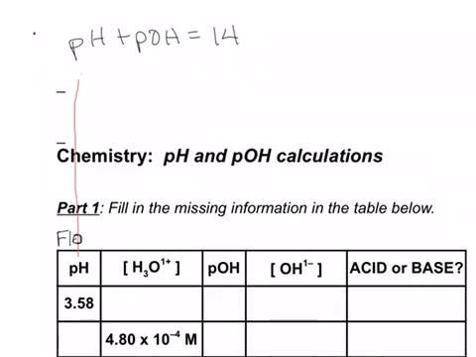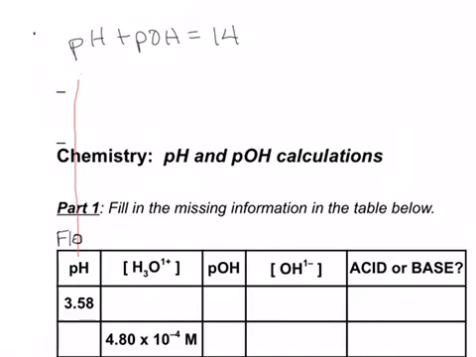How do you change mode again? Press second, the blue button, and then DRG, the button right next to it. It says DEG, RAD, and G. No, you didn't press the second first. You need to press second, then DRG.